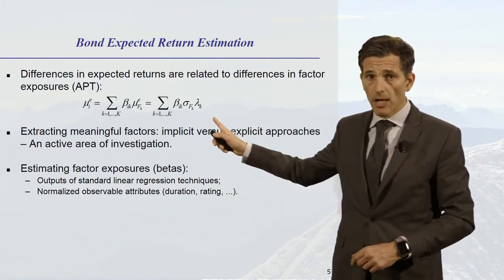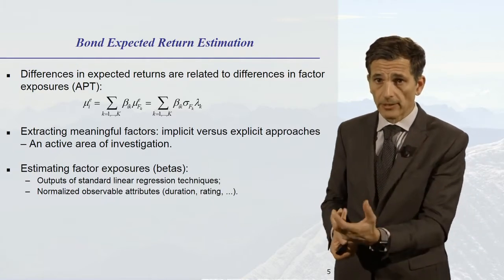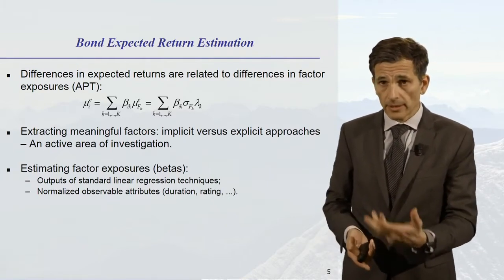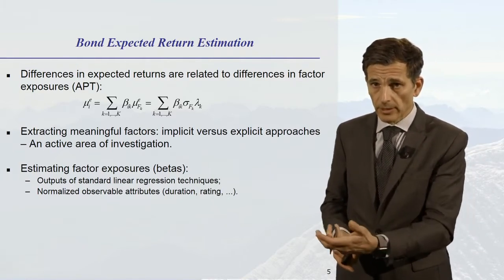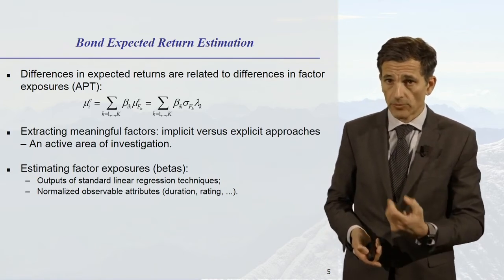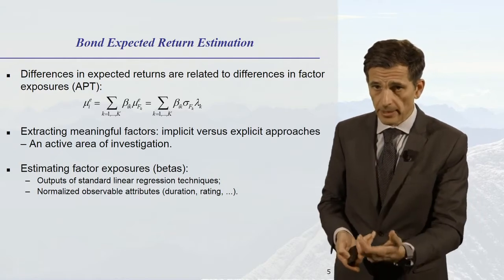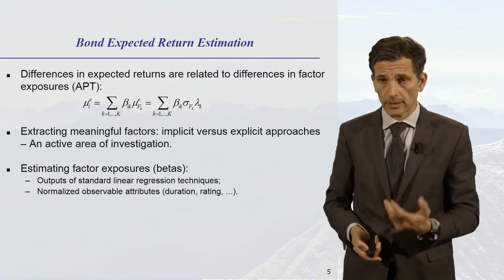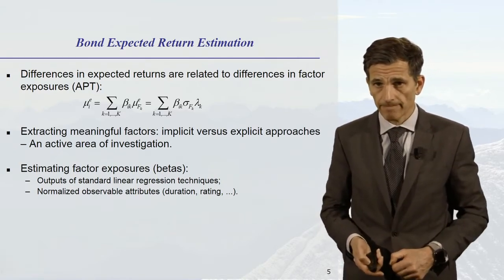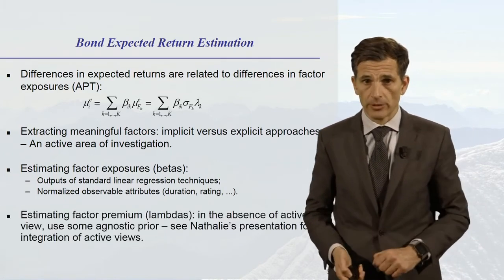The one that's much more complex is lambda, because lambda is related to the expected return on the factor itself. Well, estimating expected return on a factor is as hard as estimating expected return on a security. There are just fewer of them, but the lack of stability of sample-based expected return estimates is still going to be a problem in this case. So what do we do then if we cannot rely on sample-based information?